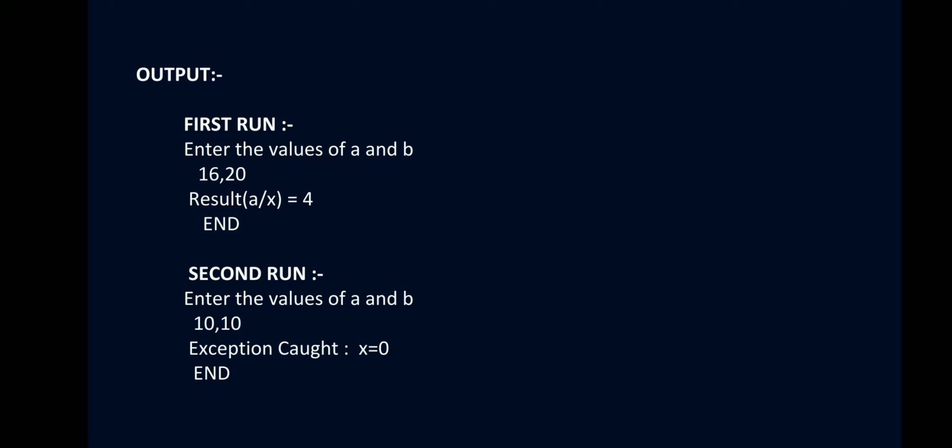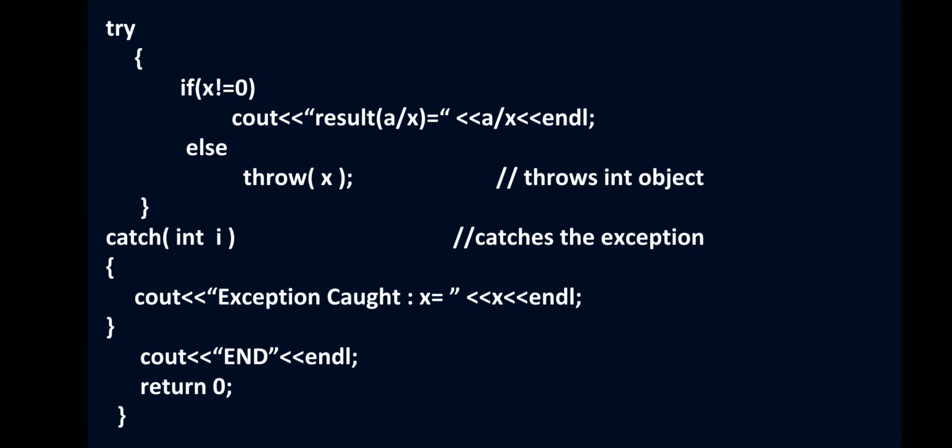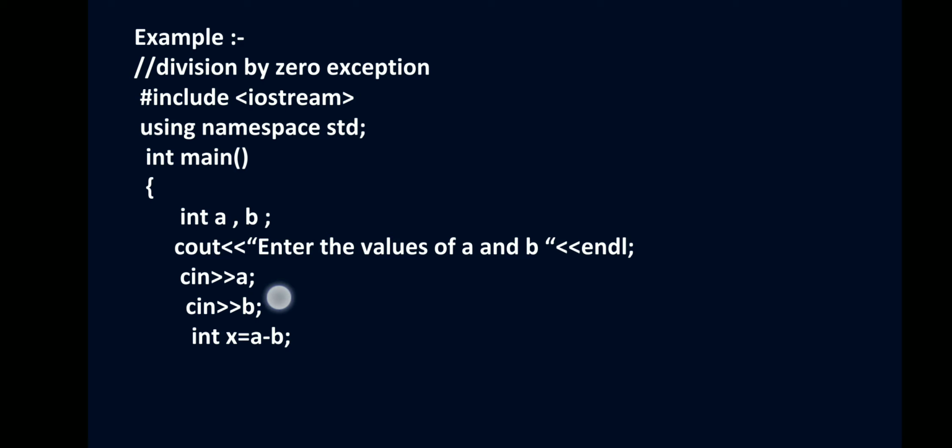Now let us try the division by zero exception. If I am calculating A by X, where X is equal to A minus B, when will the X value become 0? When the value of A and the value of B are both equal. So when I am running the second time, I have taken the A and B values as 10. So now A value is 10, B value is 10, and X value is A minus B, that is 10 minus 10, X value is 0.